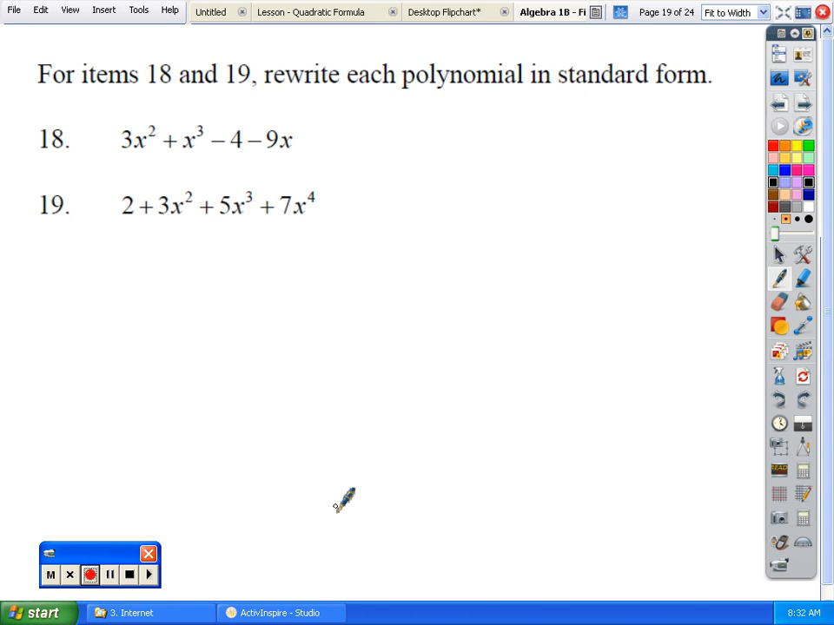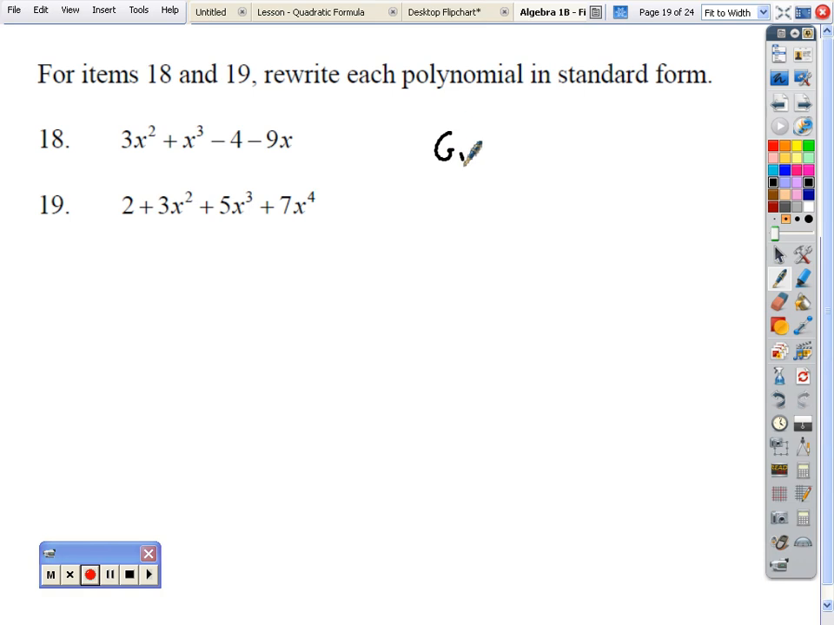18 and 19 are asking you to rewrite each polynomial in standard form. So standard form needs to be written from greatest to least based solely on the exponents. So the coefficients don't matter, it's the exponents that matter.